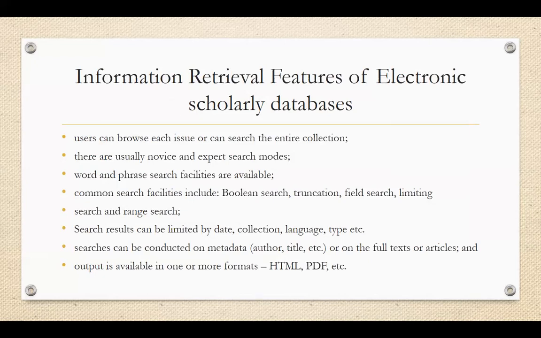These scholarly databases store these kinds of sources and make them accessible to researchers. Some are paid, which means you have to pay subscription fees to access them, and some are free of cost. So we'll see the specific features of the electronic scholarly databases. In these, users can browse each issue or search the entire collection, which means that, for example, in the case of a journal, you can browse a particular issue, or you can access or search the whole collection.